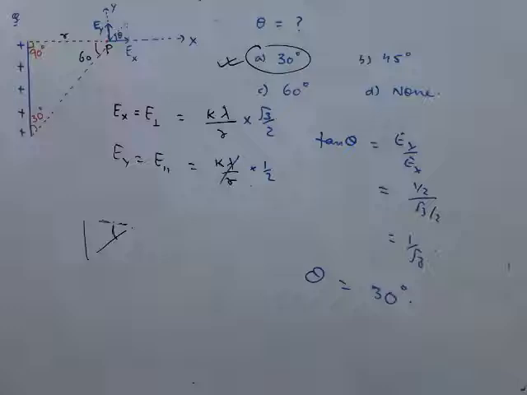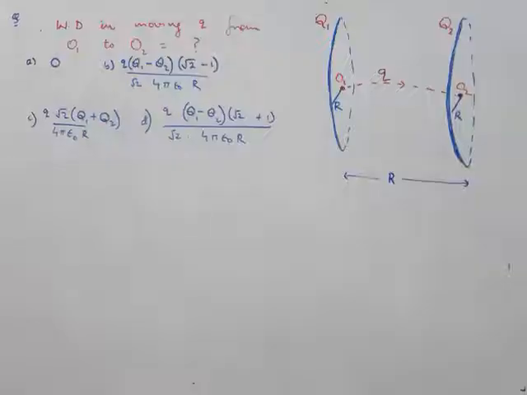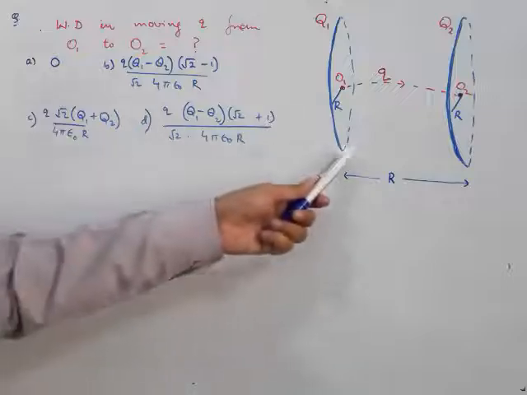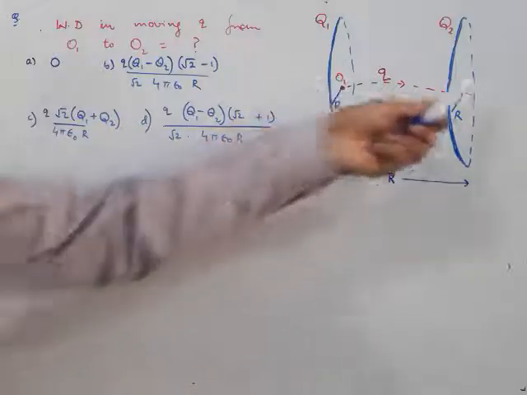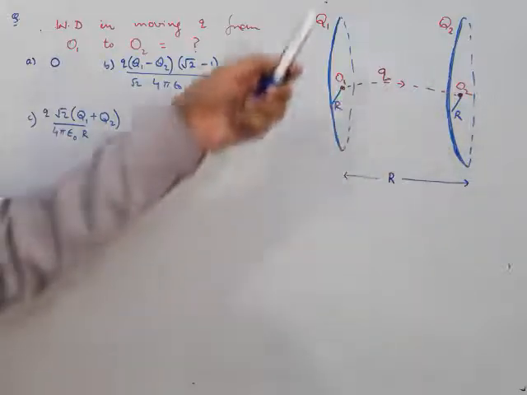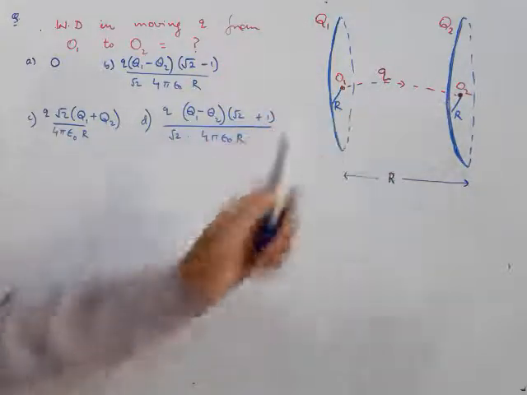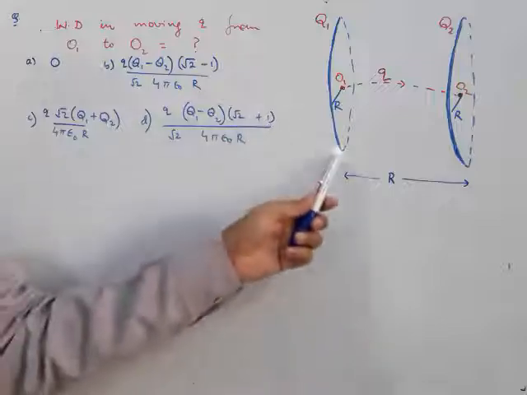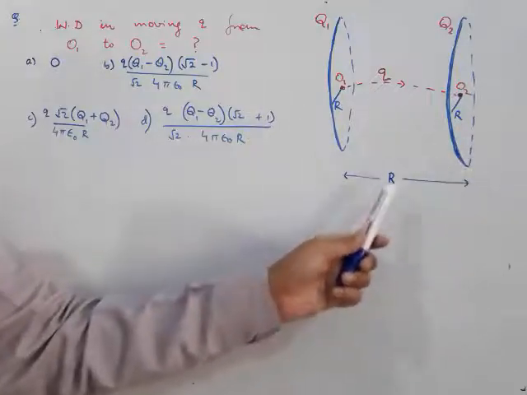Okay, let's see some more questions. Okay, let's see the next question. In the next question, we are given two rings which have a common axis. Their centers are O1 and O2. These rings have radius r each. Separation between the centers of the rings is also equal to r.